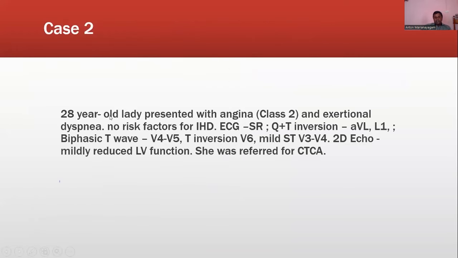This is a second case, a 28-year-old lady. This is a pretty young lady with angina class 2, which is not usual, and exertional dyspnea. No risk factors for ischemic heart disease. ECG: Q waves and T inversion in AVL and lead 1, biphasic T in V2, T inversion V4 to V6, and mild ST elevation V3 to V4. Mildly reduced LV function, so she underwent CTCA.